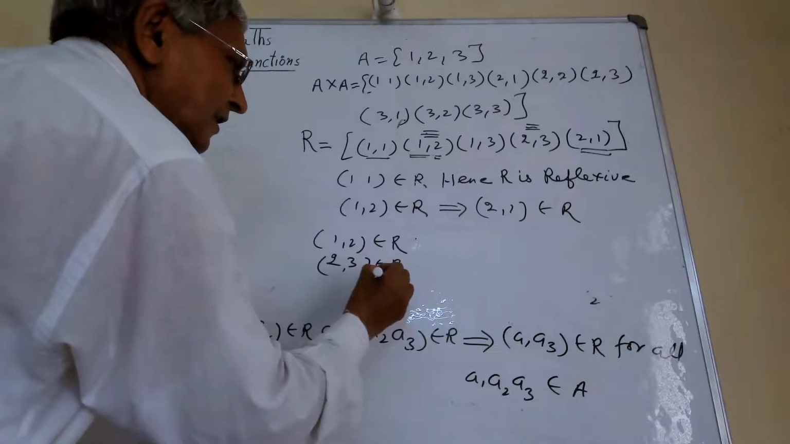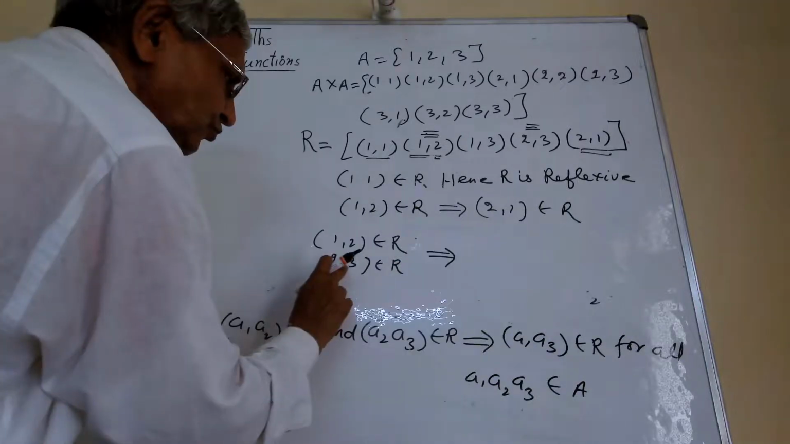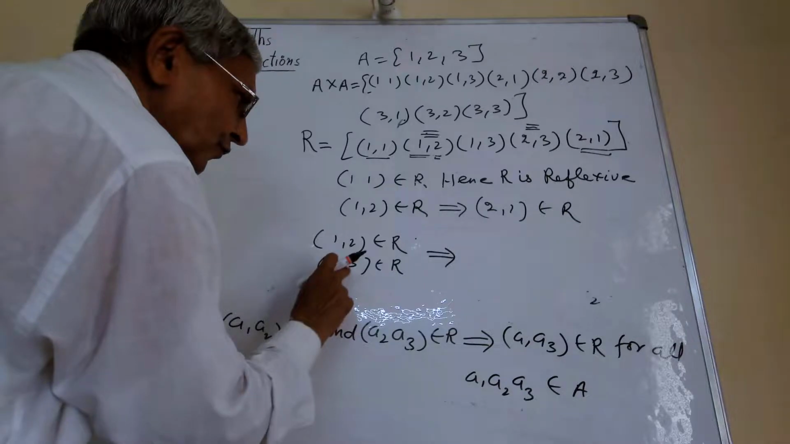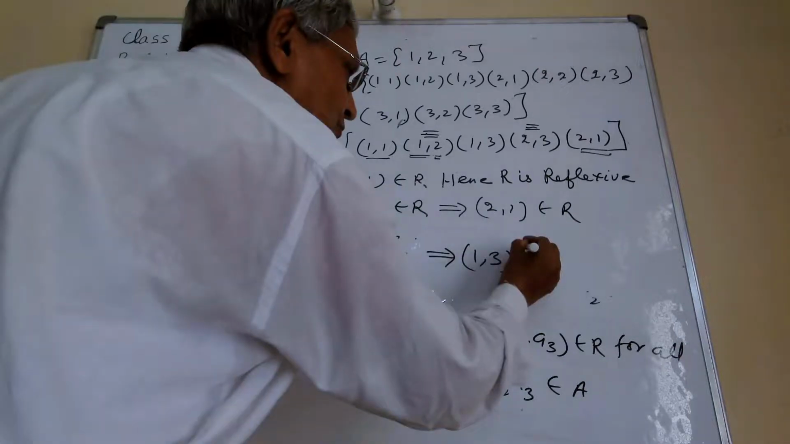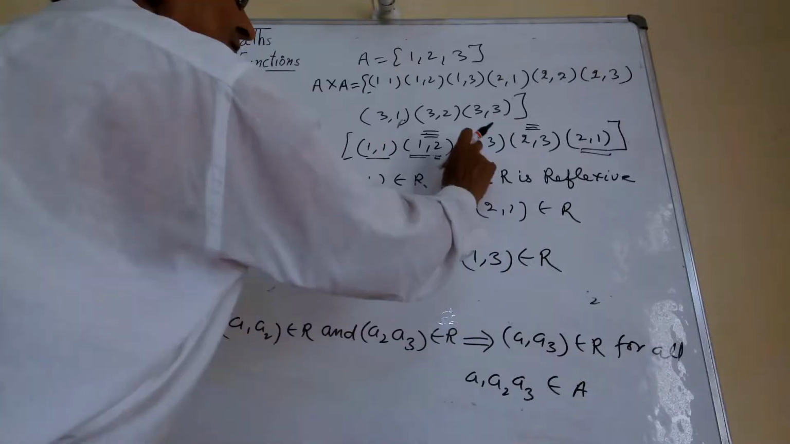Both are here. This implies that 1, 3, 1, 2, 2, 3, leave this 2, 1, 3 should belong to R. Whether this 1, 3 is in the relation? Yes. Yeah, this is the 1, 3.